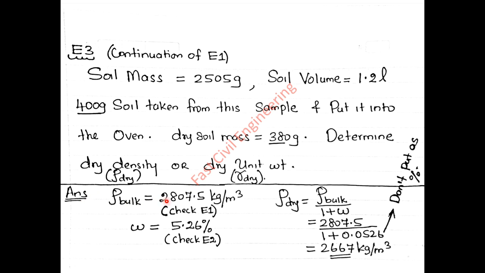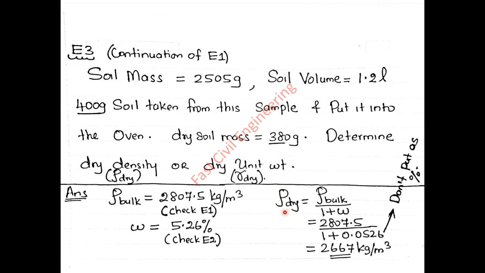Bulk density 2087.5 kilogram per meter cube. This is the answer of example 1, total mass over total volume. W is equal to 5.26%. Check example 2. Same 400 gram soil, 380 gram dry soil.